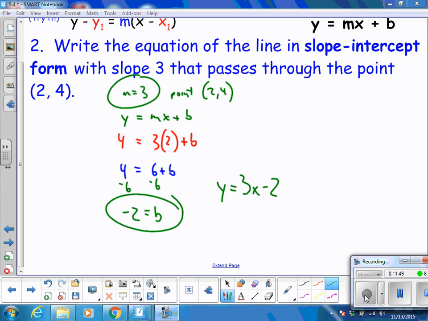All right, I knew my slope was 3 and I found my y-intercept of -2. And once I know my slope, I can plug it in, and once I know my y-intercept, I can plug that in.